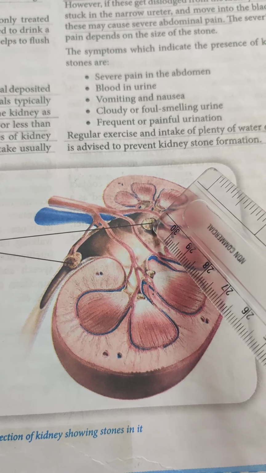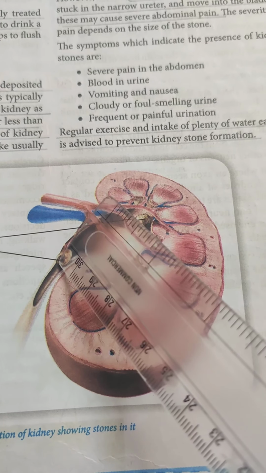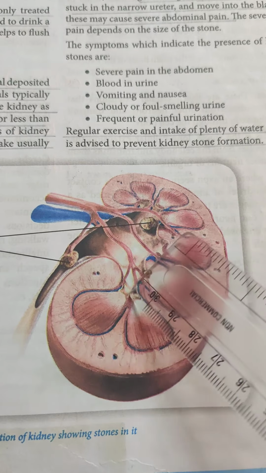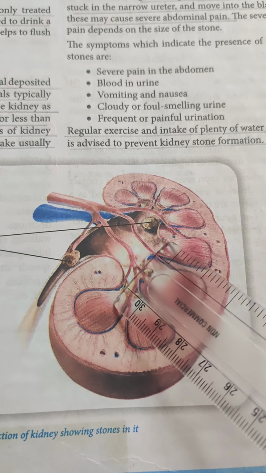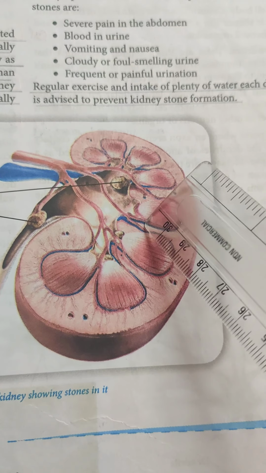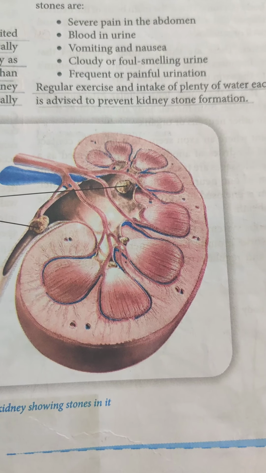However, if they get dislodged from their place and enter into the ureters and finally move into the urinary bladder, this may cause severe abdominal pain. Regular exercise and drinking plenty of water is advised to prevent the formation of kidney stones.